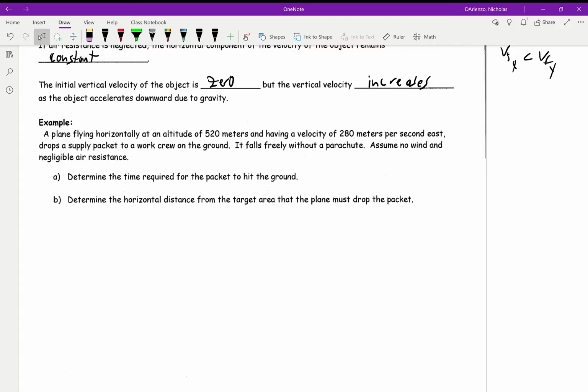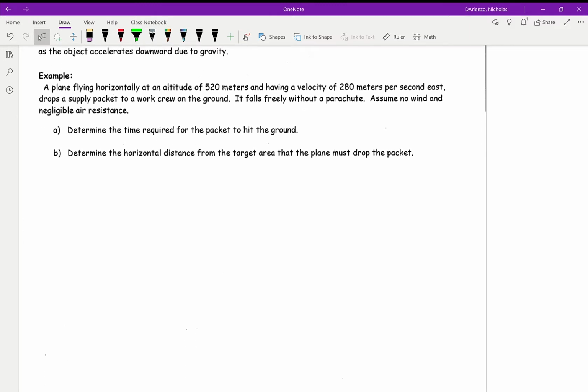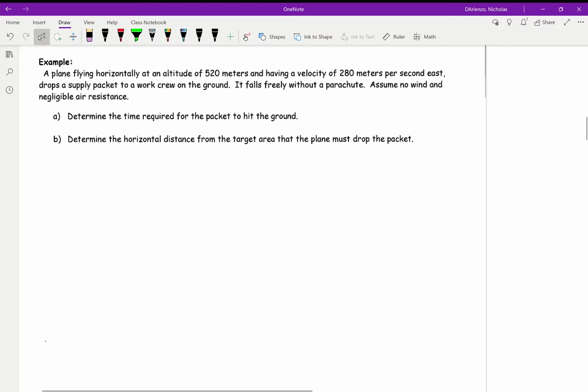So we'll try and determine two things here: the time required for the packet to hit the ground, and the horizontal distance from the target area that the plane must drop the packet. Now, with these types of problems, or really with any kinematic problem, projectile motion, you should be drawing some type of simple sketch. It doesn't have to be to scale, but it should show what's happening here.